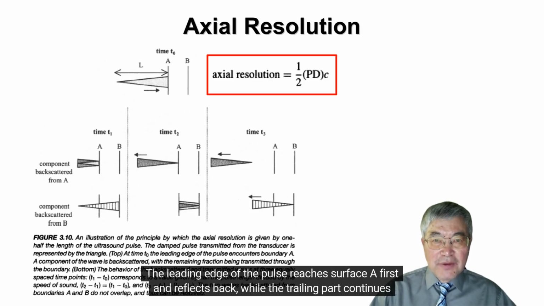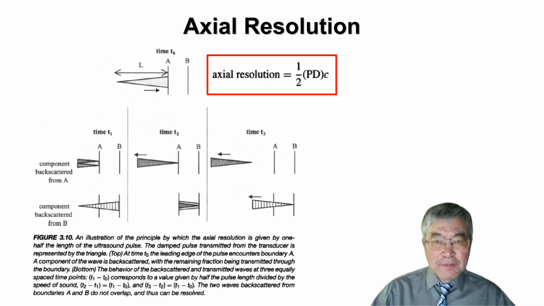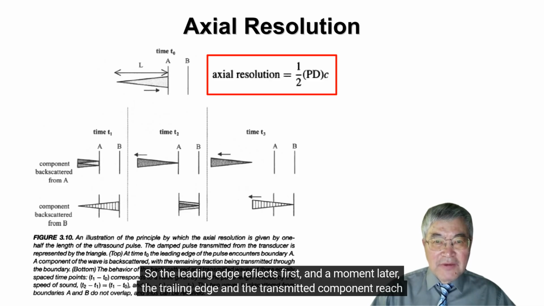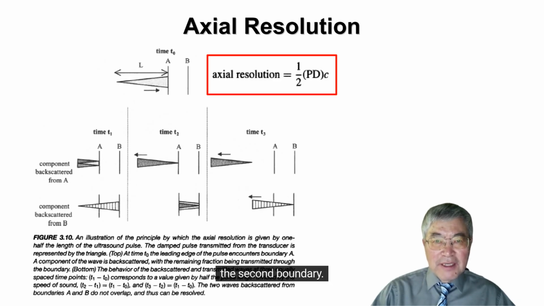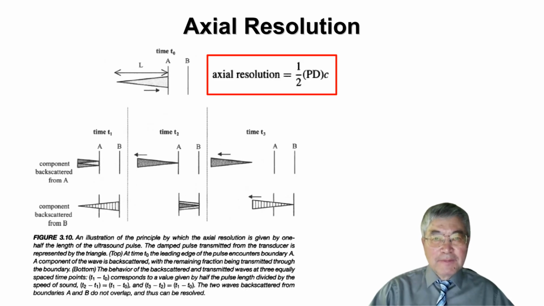The leading edge of the pulse reaches surface A first and reflects back while the trailing part continues forward. Some portion of the pulse keeps going and hits surface B, and then that part reflects back too. So the leading edge reflects first, and a moment later, the trailing edge and the transmitted component reach the second boundary. The reflected waves from surface A and surface B both travel back toward the transducer.